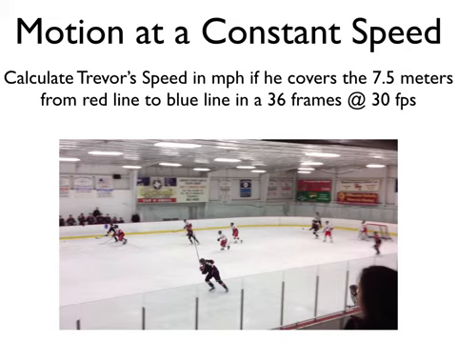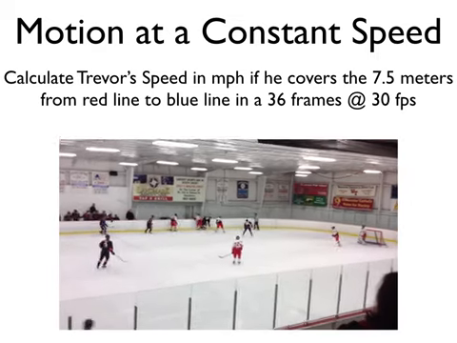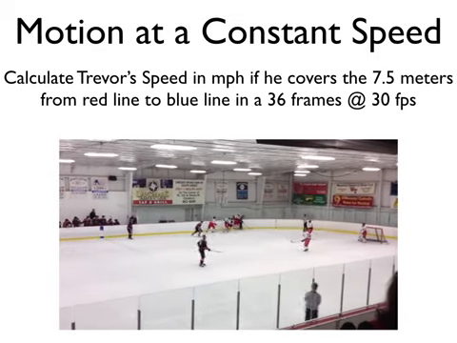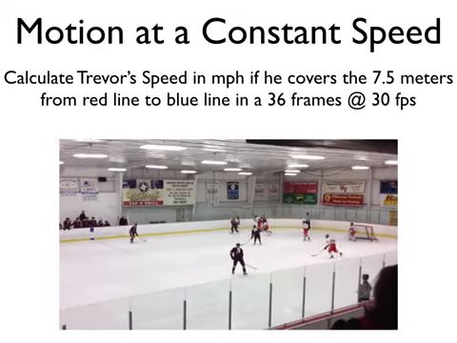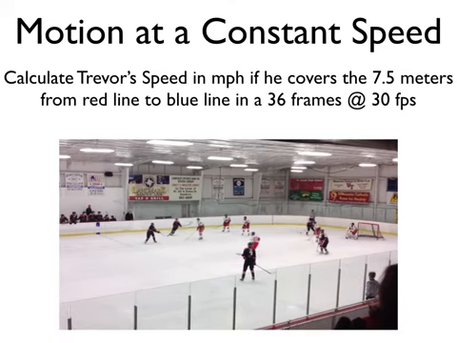Okay, the first problem is a constant speed problem. So I want you to calculate Trevor's speed in miles per hour if he covers the 7.5 meters from red line to blue line in 36 frames. This video was shot at 30 frames per second. Assume that Trevor moved at a constant speed from the red line to the blue line.